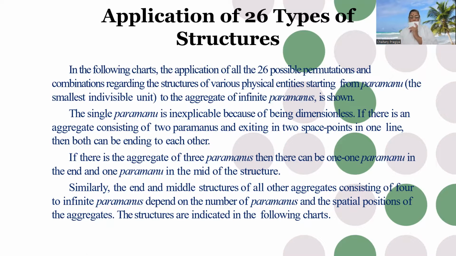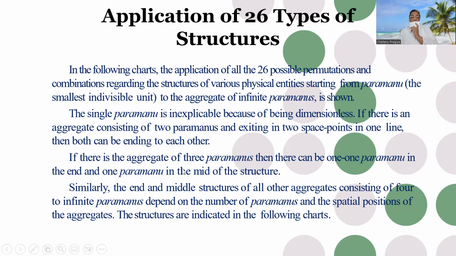If you see the object which is made of 2 atoms only, then both the atoms would be the ending of each other, because they are 2 only. There is no third one which is the middle part. So here both are having ending, both are ending for each other. So this kind of structure is shown in the aggregate which is consisting of 2 atoms.